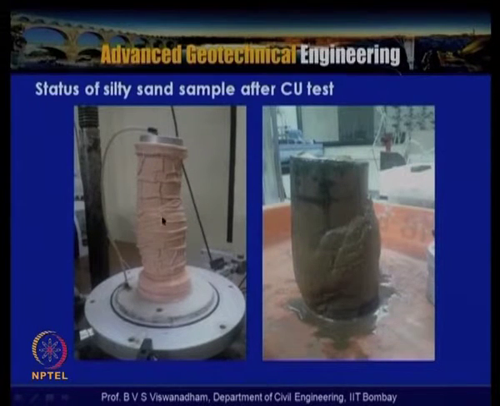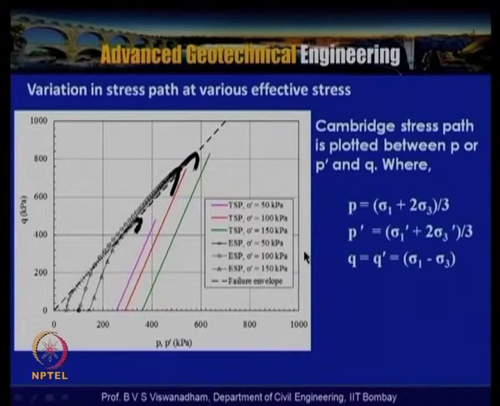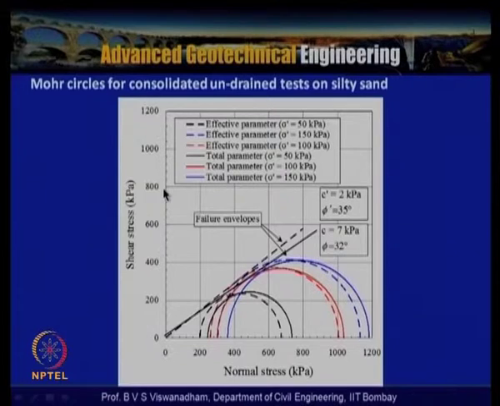This is within the membrane, and once the membrane is taken out, this is the case. Then the stress paths are drawn here, with p equal to sigma 1 plus 2 sigma 3 by 3, from the test data which is obtained. These are the total stress paths for 50, 100 and 150 kilopascal cell pressure, then these are the stress paths for the effective stress for 50, 100 and 150, and these are the Mohr circles for the silty sand sample which is tested.